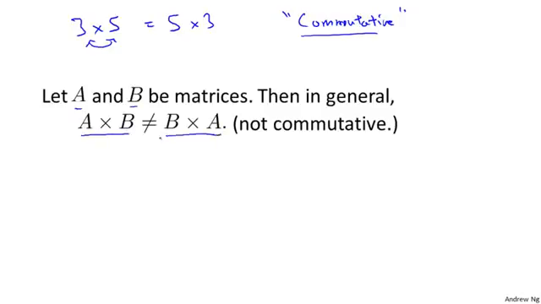to B times A. So just be careful of that. It's not okay to arbitrarily reverse the order in which you multiply matrices. So we say that matrix multiplication is not commutative. It's a fancy way of saying it.